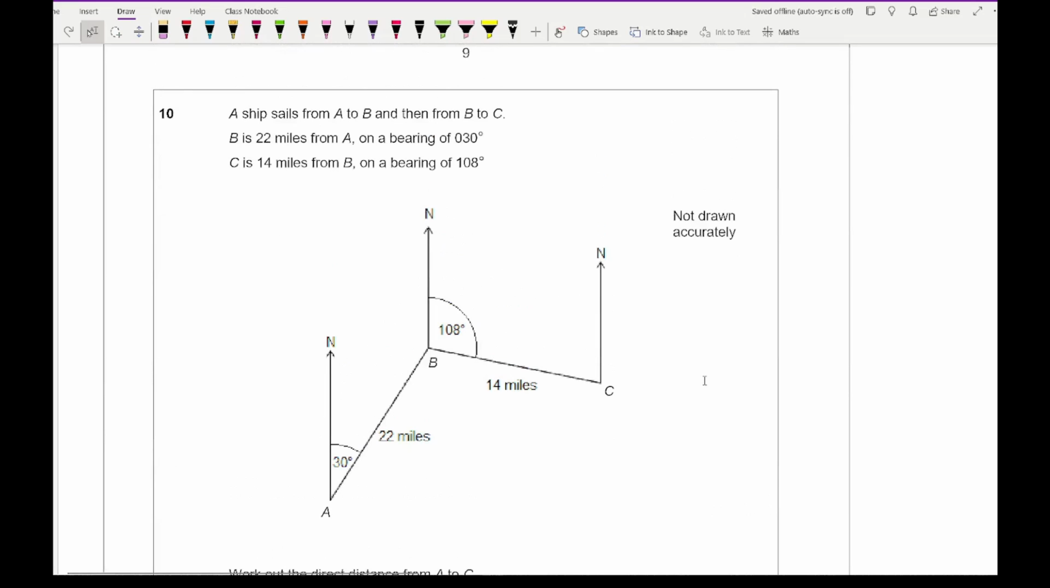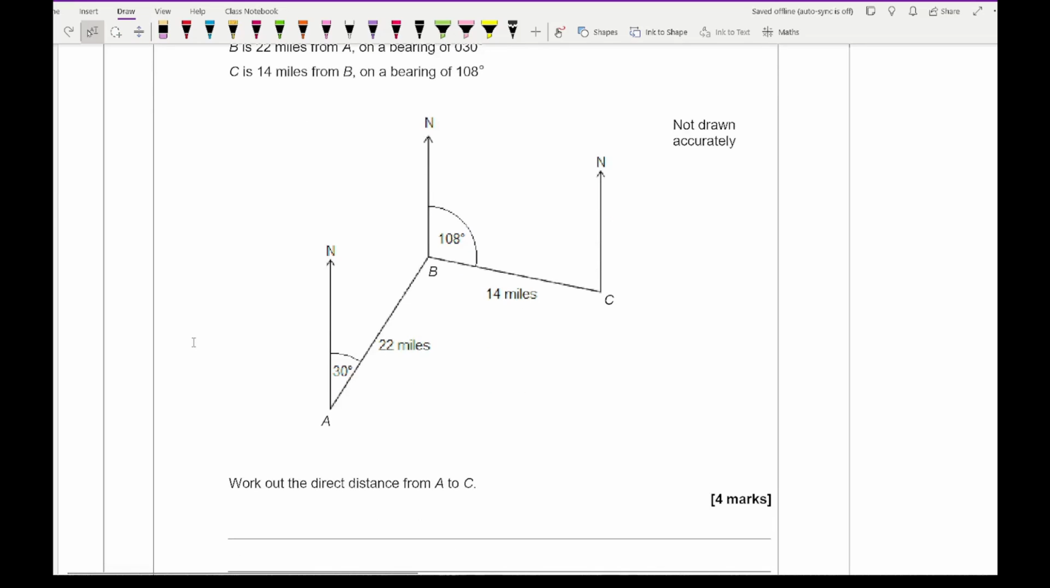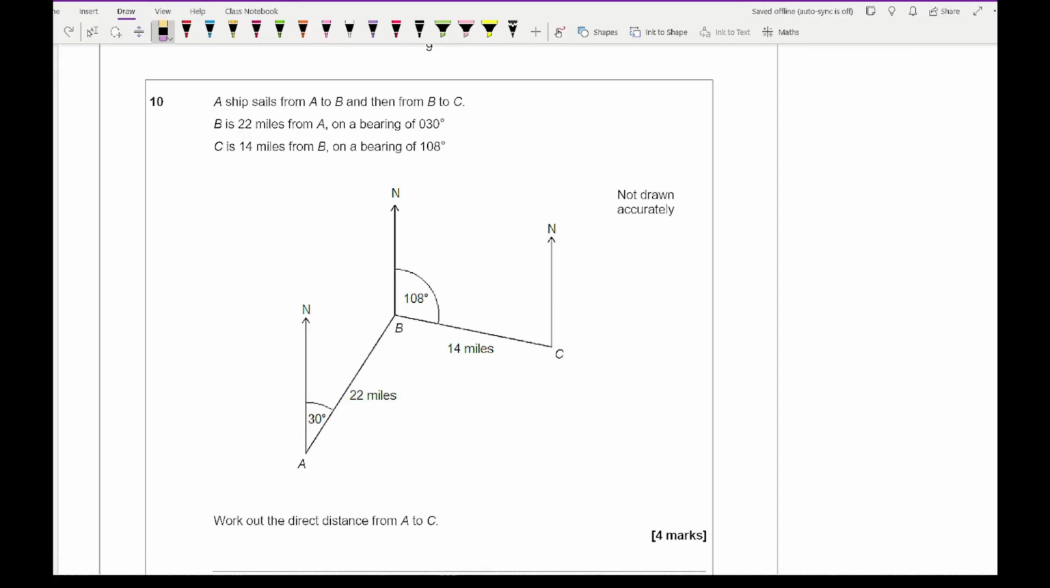Moving on to question 10, so our last bearing question, it says that a ship sails from A to B and then from B to C. B is 22 miles from A and on a bearing of 0.30, and C is 14 miles from B on a bearing of 108. And the question is asking me to work out the direct distance from A to C. Now the first thing I need to do is draw a straight line from A to C, and this is what I'm working. Now looking at this, I can see I've got a triangle.